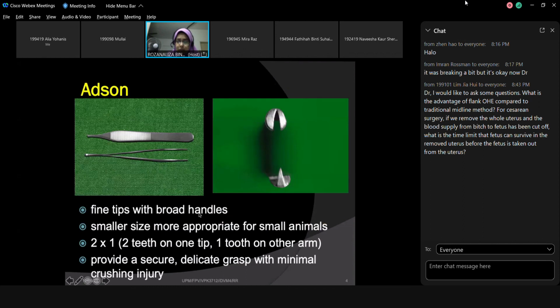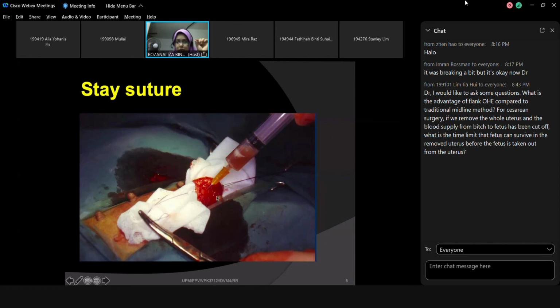So this is Adson. They are very fine; you can see the tip is very fine. 2 times 1 means two teeth on the tip of one arm and 1 tooth on the other arm. When you hold the tissue, it causes minimal crushing injury. You can see this is the stay suture, and then you can see this is packing the bladder, and this is cystocentesis being performed. Usually you want to use the smallest gauge hypodermic needle you have.